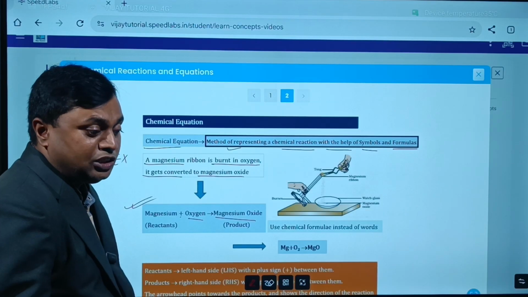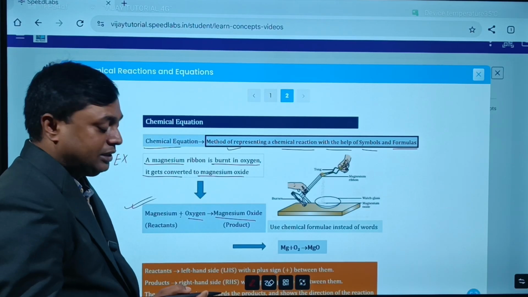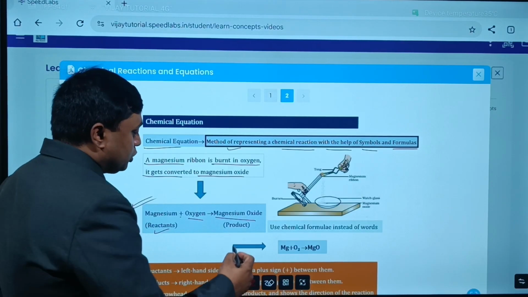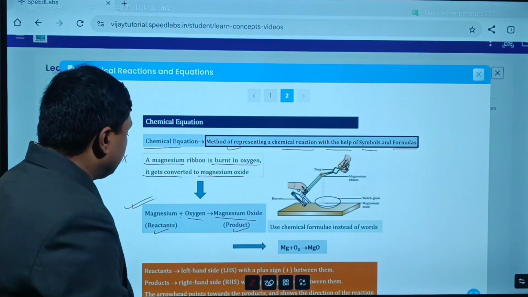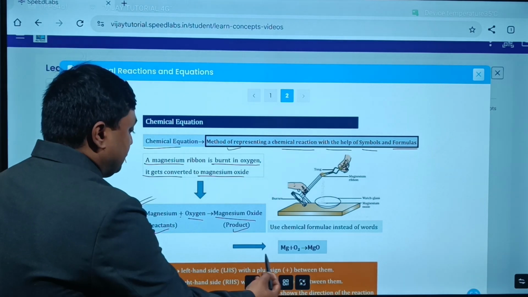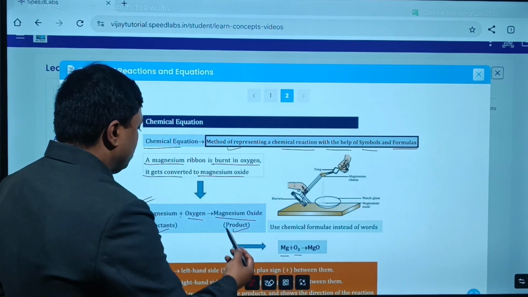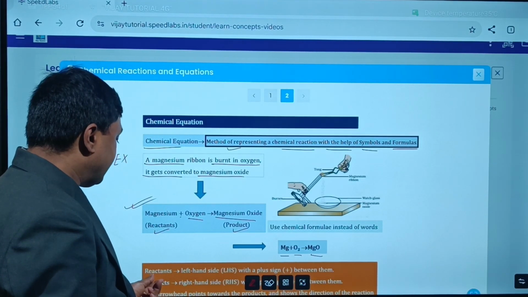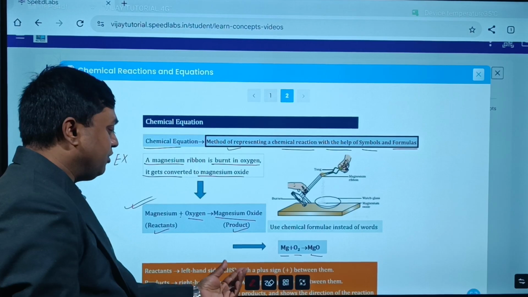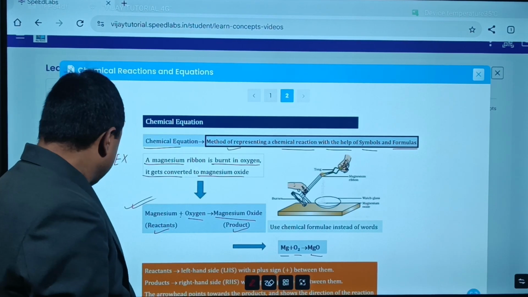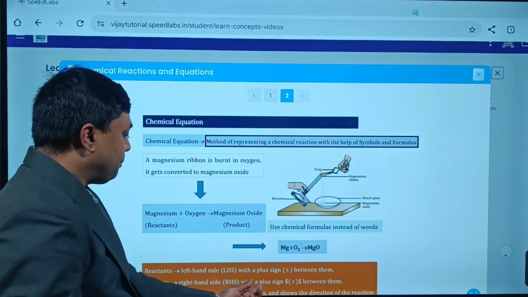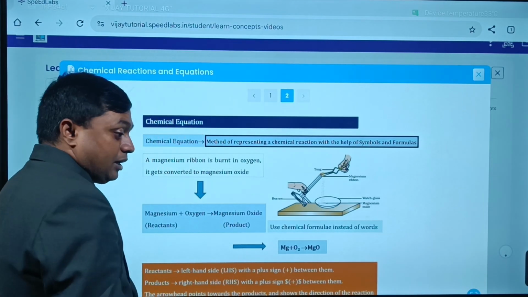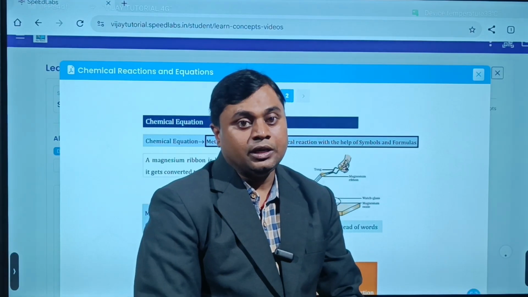Generally the substances which react during the process are called reactants, and the new substance which is formed during the process is called the product. Is it clear? So we can write the equation. Magnesium symbol is Mg, oxygen O2, magnesium oxide MgO. Here you can see the definition. Reactants on the left hand side with a plus sign, products on the right hand side with a plus sign. In between them there may be an arrow or may not be. If there are 2 or more than 2 products, we have to use a plus sign.